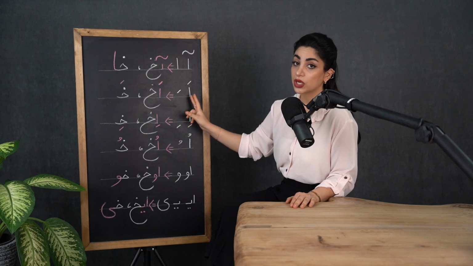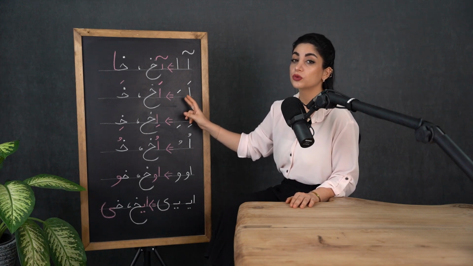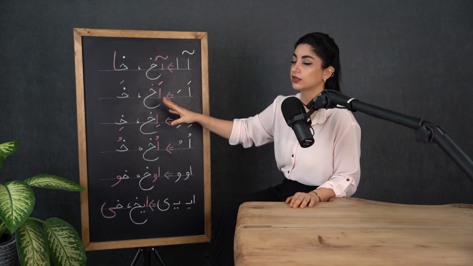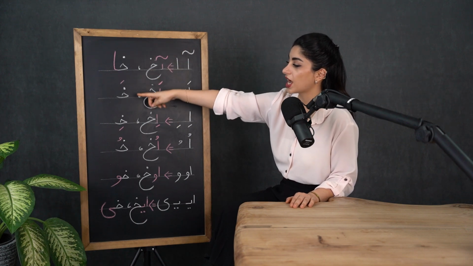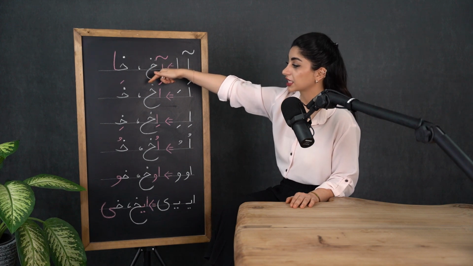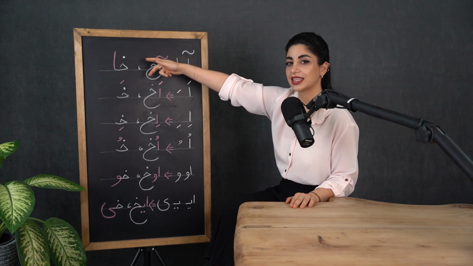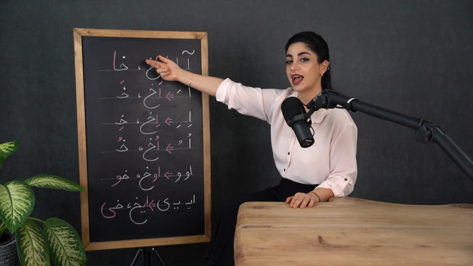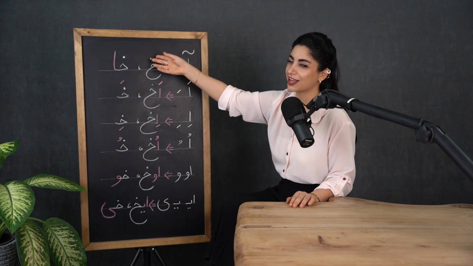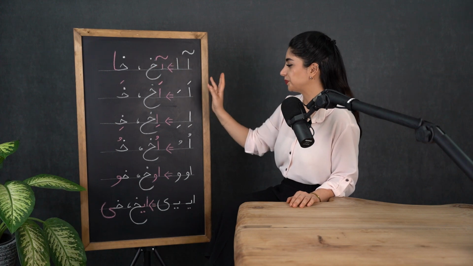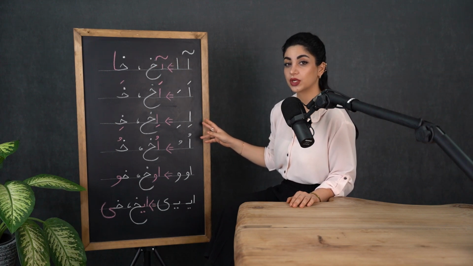What about this one? This one, we know this one loves to be with lowercases, and this one comes in the middle. So this one jumps right here above that lowercase khe, makes this one sound like itself. So khe, a. Together. Kha, kha.